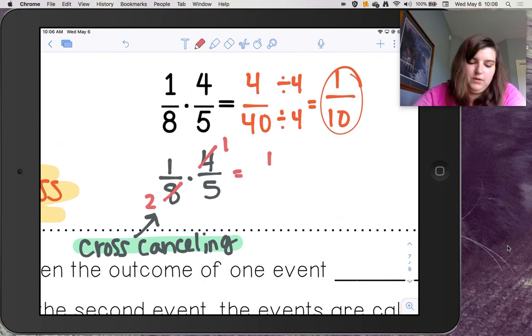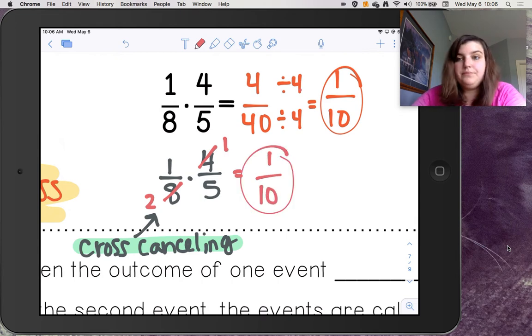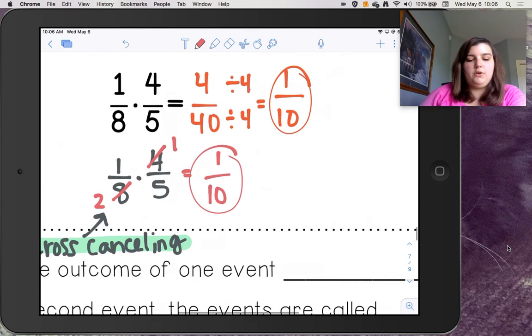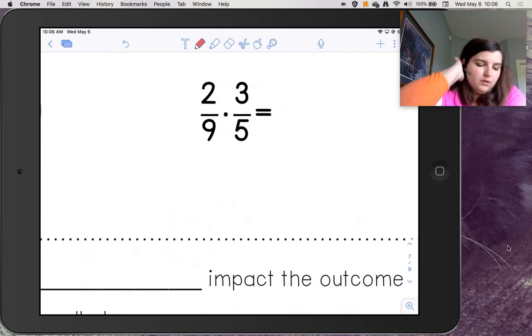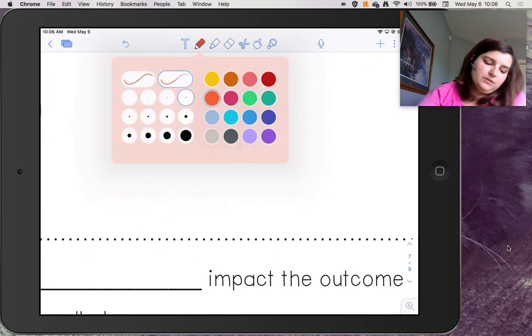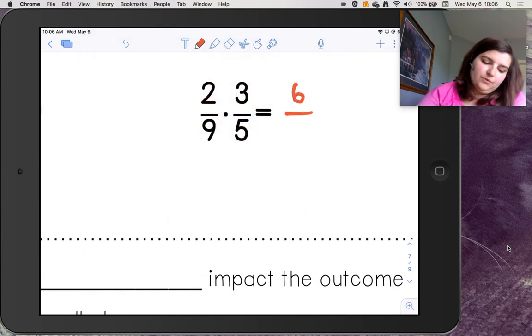1 times 1 is 1. 2 times 5 is 10. And I get the same answer. So I like to think about this as reducing on the back end, when you're done, or reducing ahead of time. It's just a strategy. So a little faster this time. You can multiply straight across and reduce 6/45 and divide both of those by 3 to get 2/9.